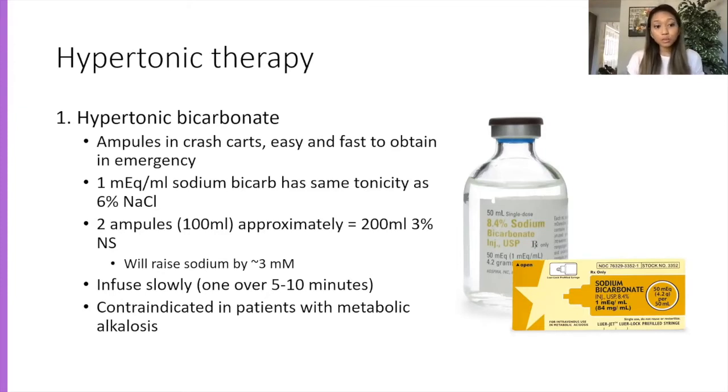So 1 milliequivalent per milliliter of sodium bicarb has the same tonicity as 6% sodium chloride. So if you give 2 amps, which is approximately 200 mLs of 3% normal saline, it will raise the sodium by about 3 millimolars. So 2 boxes will increase by 3, if you just think about it like that.